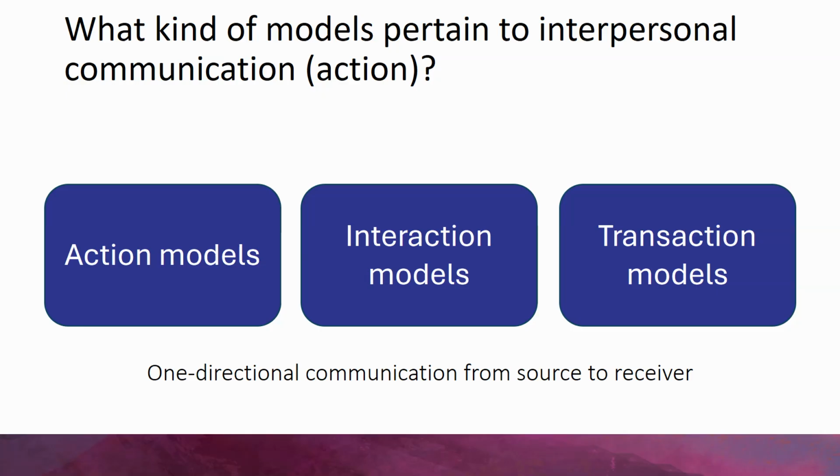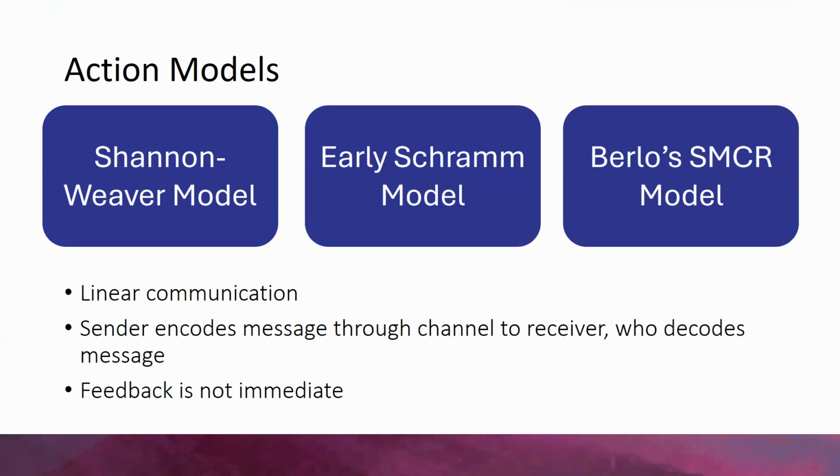Interaction and action models are types of communication models. Action models describe one-directional communication from source to receiver. Berlo's SMCR model and the early Schramm model are examples of action models. These linear models involve the sender encoding a message through a channel to the receiver, who decodes it. Feedback is not immediate. The Shannon-Weaver model is another example.